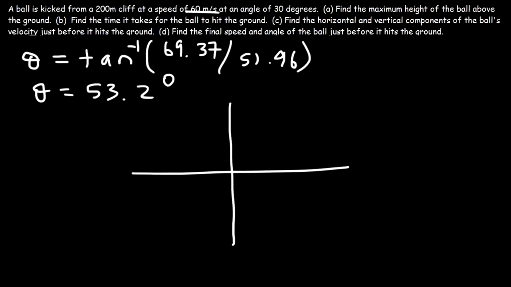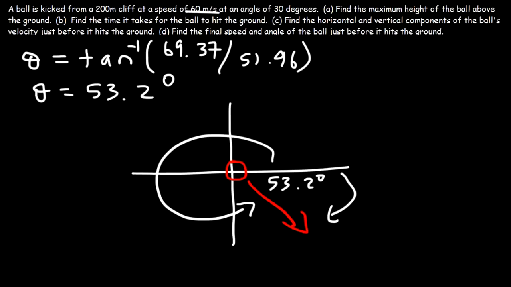So the ball is moving towards quadrant 4. And so it's 53.2 degrees below the horizon, or below the x-axis. Or if you want the other angle, it's 360 minus 53.2, which is positive 306.8 degrees. And so that's it for this problem. Hopefully you found it to be useful.